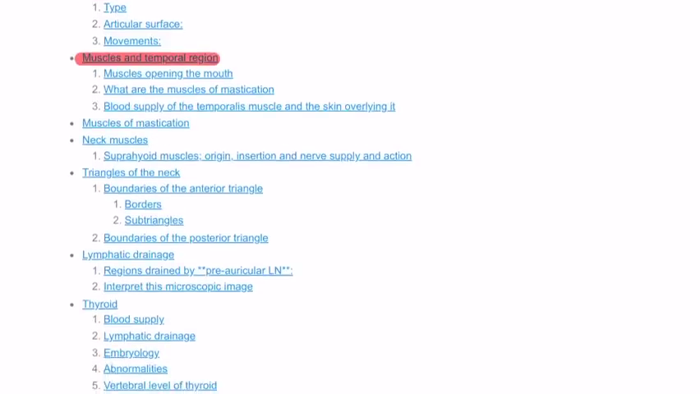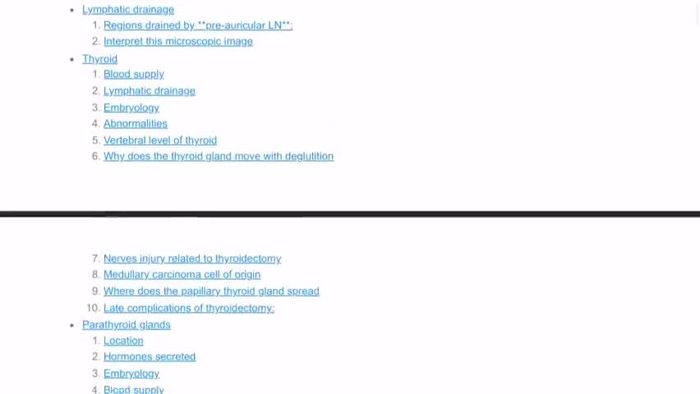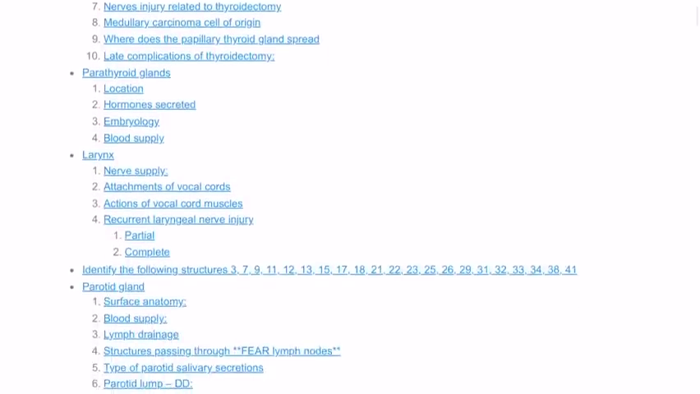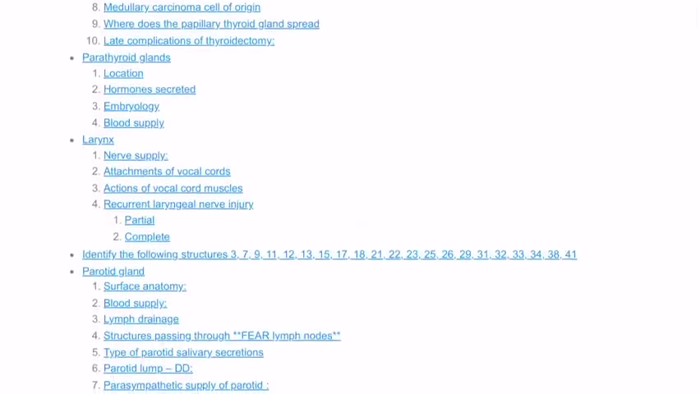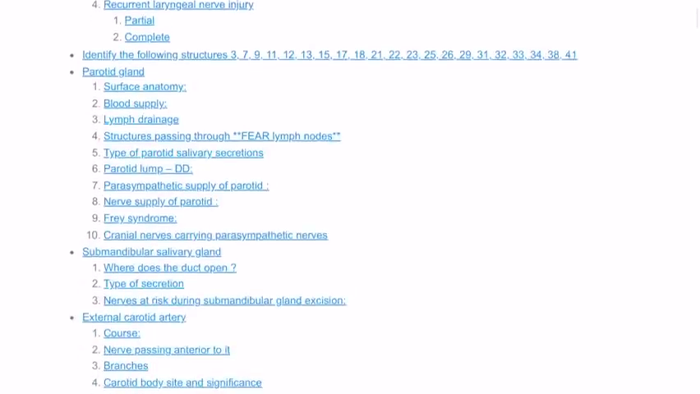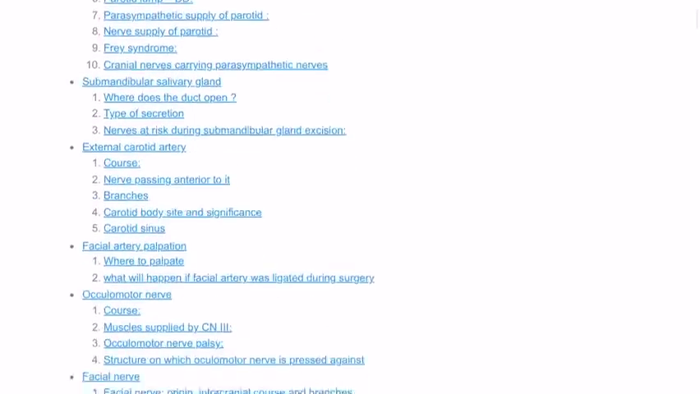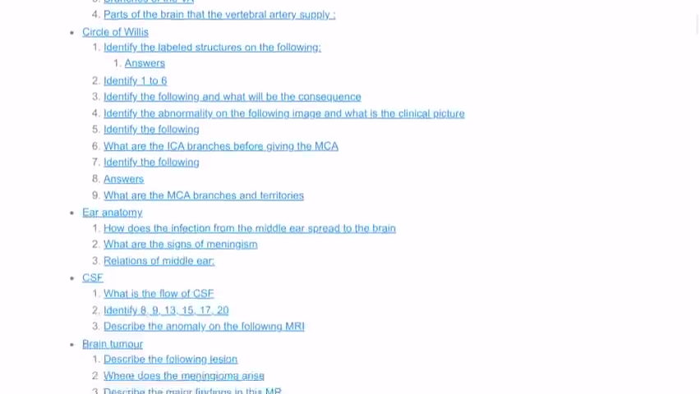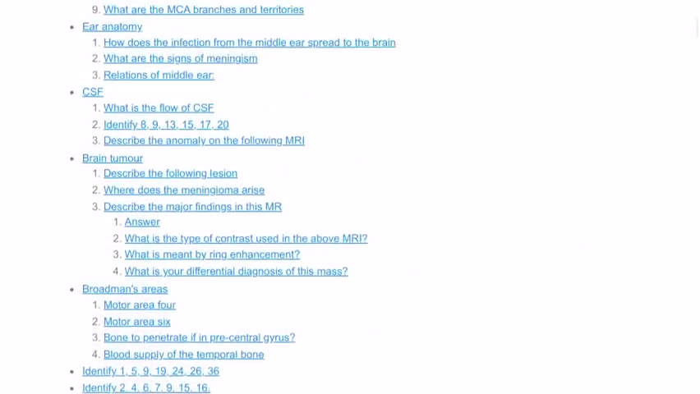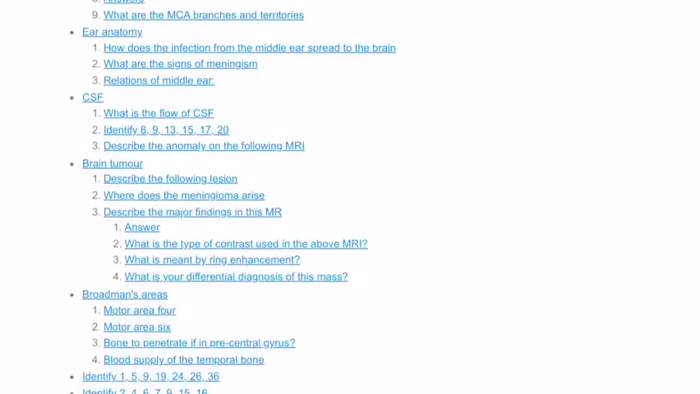You go to the neck muscles as well, and the neck triangles, and after that you go to lymphatic drainage, thyroid, parathyroid, and larynx, and you will notice that all of them are going in a systematic manner and arranged as well. So the parotid gland and submandibular gland and so on. So all of these are the table of content that are needed, and I think if you're not using this book, you can use at least the table of content as an index for what you need to cover in the head and neck anatomy.